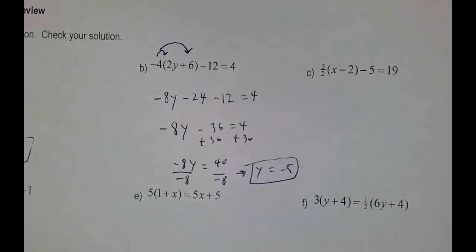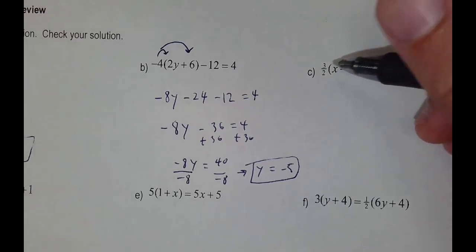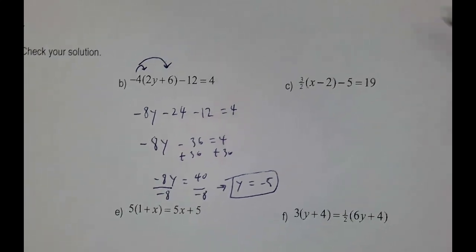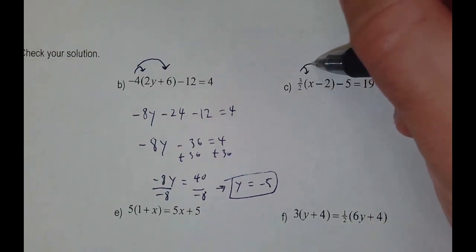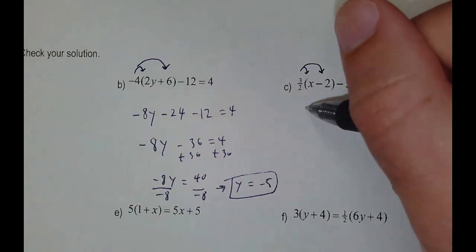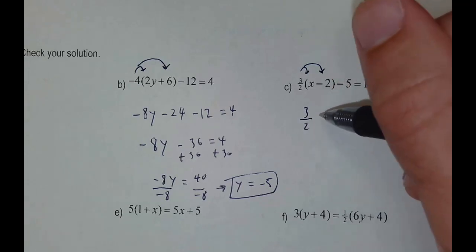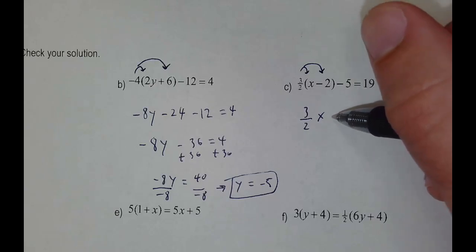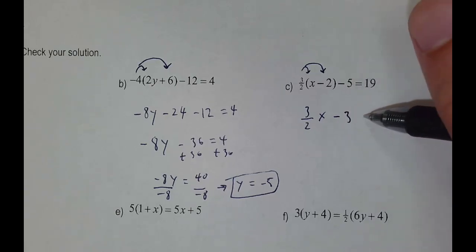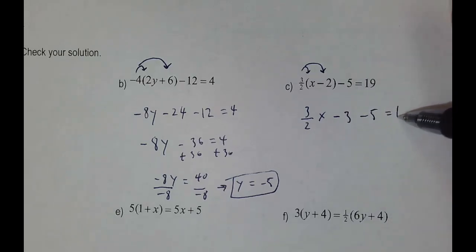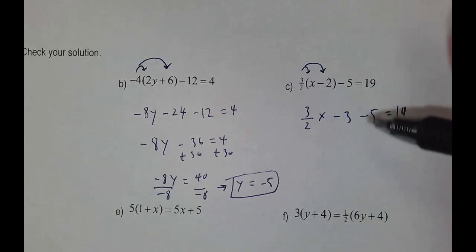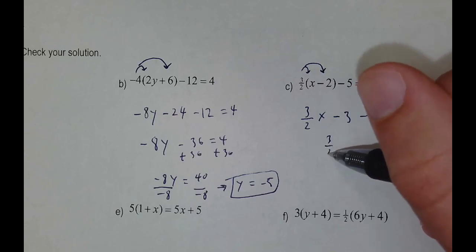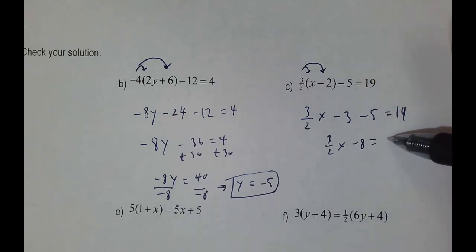C. We have another distribution. We have 3 halves times x, 3 halves of negative 2, minus 5 equals 19. We're going to distribute this first. 3 halves x, 3 halves times negative 2. So we're going to get 3 halves x. 2 times 3 halves is just 3, so this is minus 3. Minus 5 equals 19. Let's combine these. So that's 3 halves x minus 8 equals 19.